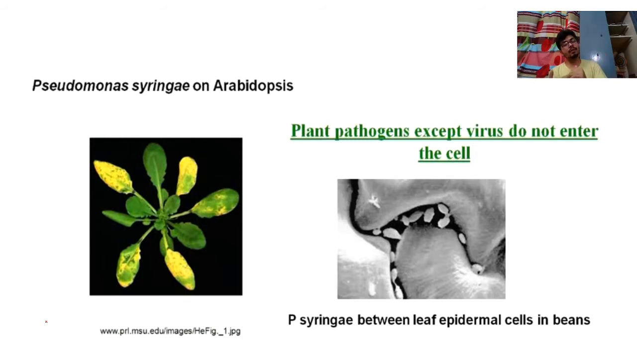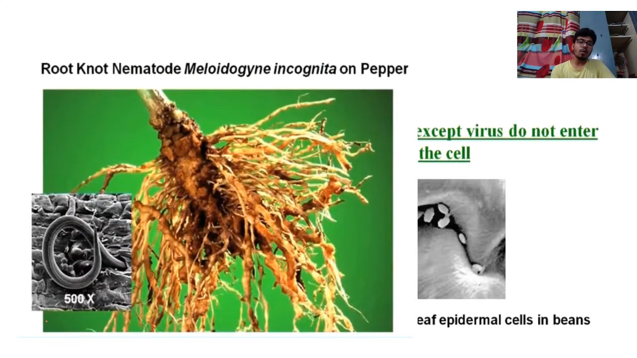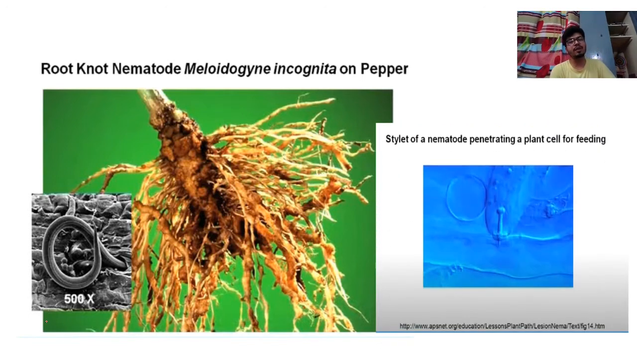So bacteria, unlike viruses, cannot enter the cell directly, but can interact and produce toxins. Now come to the root knot disease, that is caused by nematodes. Actually, nematodes have special characteristics.